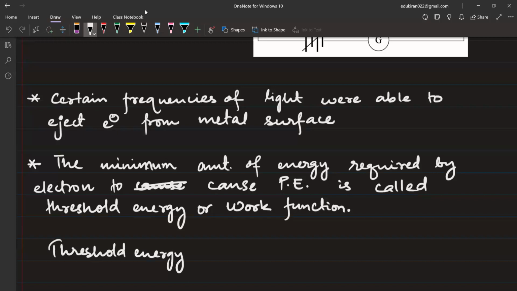Threshold energy is denoted by W, which will be equal to E naught. What is E naught? Threshold energy. What is W? Same thing. Threshold energy, work function, all of these are the same thing. There's no difference. E naught, W, work function, threshold energy, all of these are the same. And it will be equal to h, that is Planck's constant, multiplied by a particular frequency that will be known as threshold frequency.